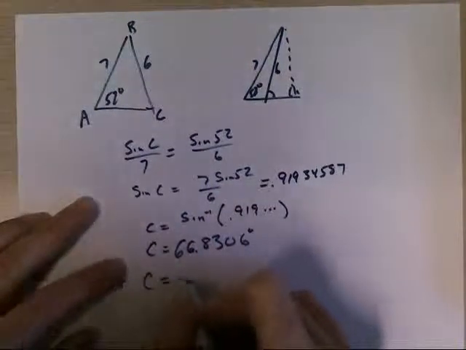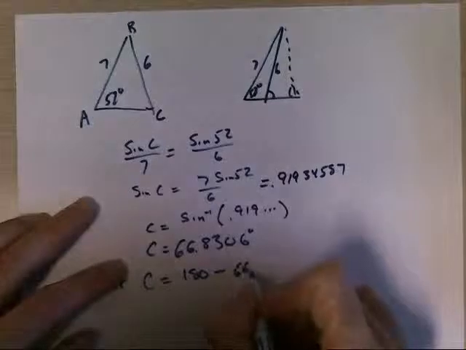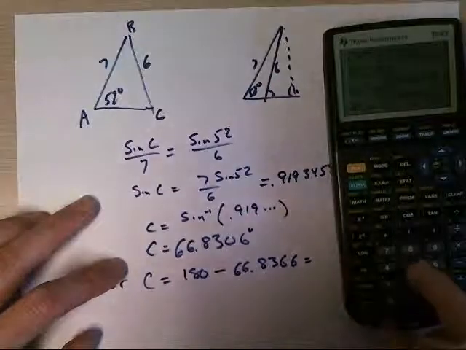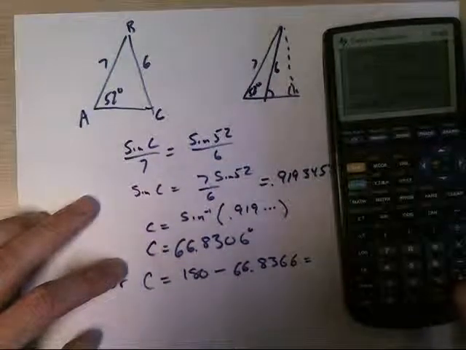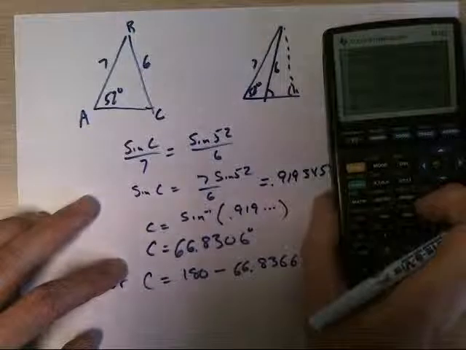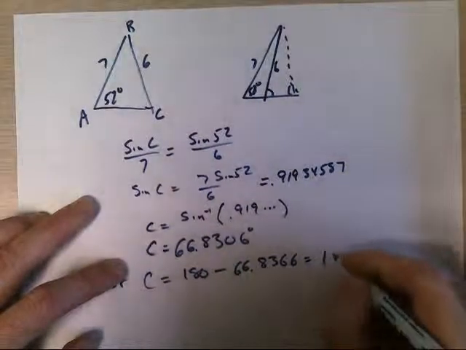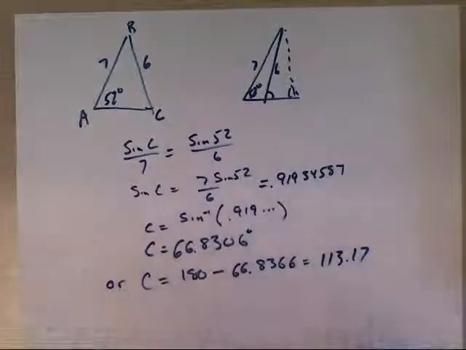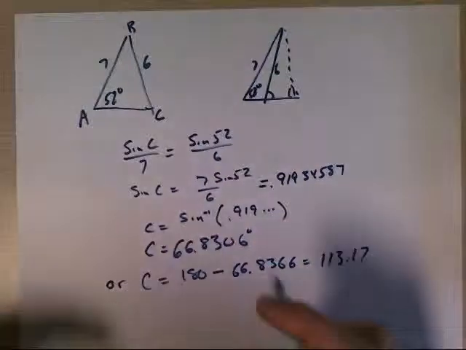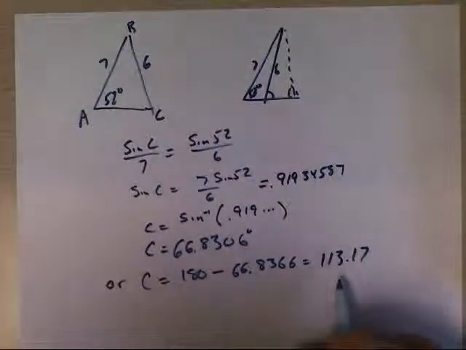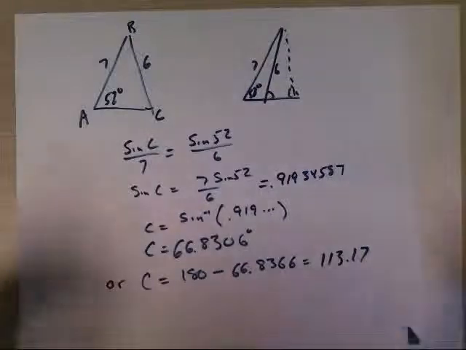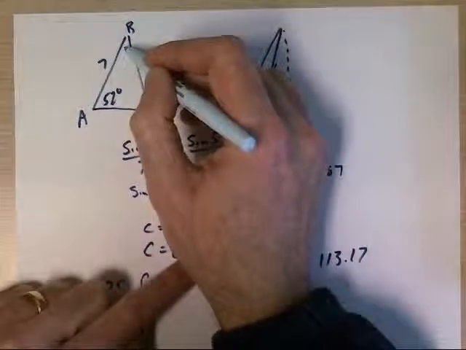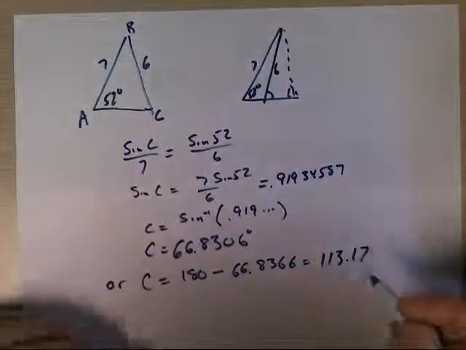Or C might equal 180 degrees minus 66.8306, which is, get my calculator, 180 minus the previous answer, 113.17 or whatever. Right? And with the information given, I don't know which it is. I don't know whether it's the 66 or the 113. Certainly, those two will give you a different angle for B, and the calculation of this other side would be different.